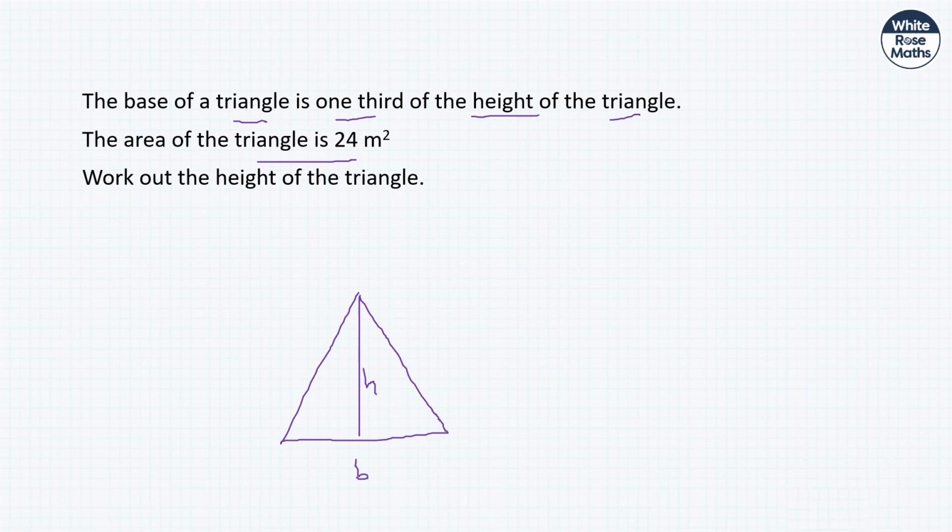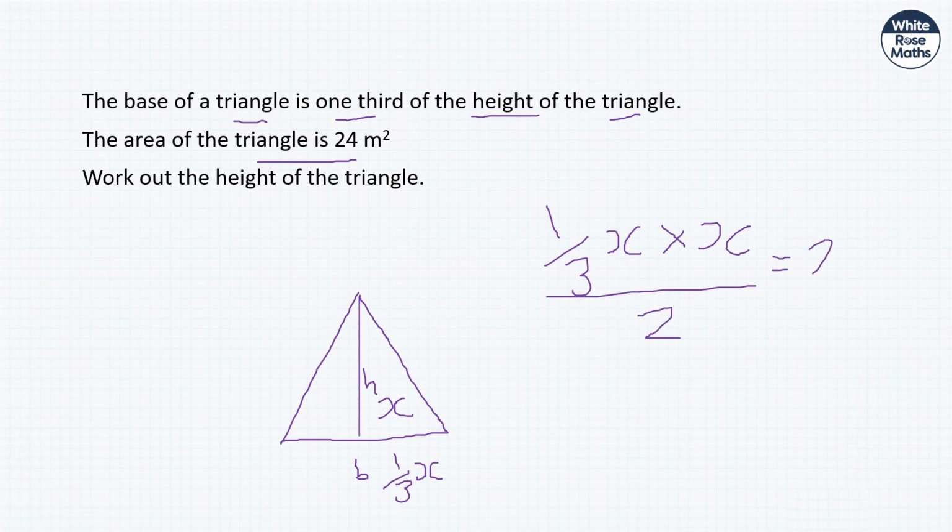If the height we'll call x, the base will be 1/3 of that, so it'll be 1/3 x. Being very careful here, guys. It's base times height divided by 2, so it's 1/3 x multiplied by x, all divided by 2, so be very careful here, and that has to equal 24.